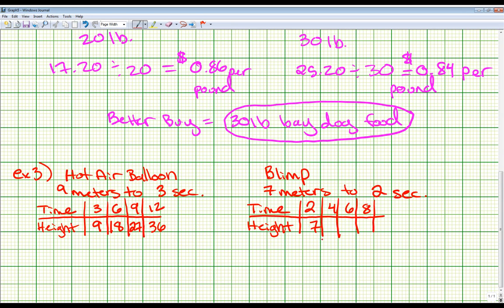So the top is increasing by 2 seconds every time. The bottom would be increasing by 7 every time. So 7 and add another 7, that would give me 14. Add another 7, which gives me 21. And then I've got 28. So as the time increases by 2s, my height is increasing by 7s, because that is what our ratio told us at the top.